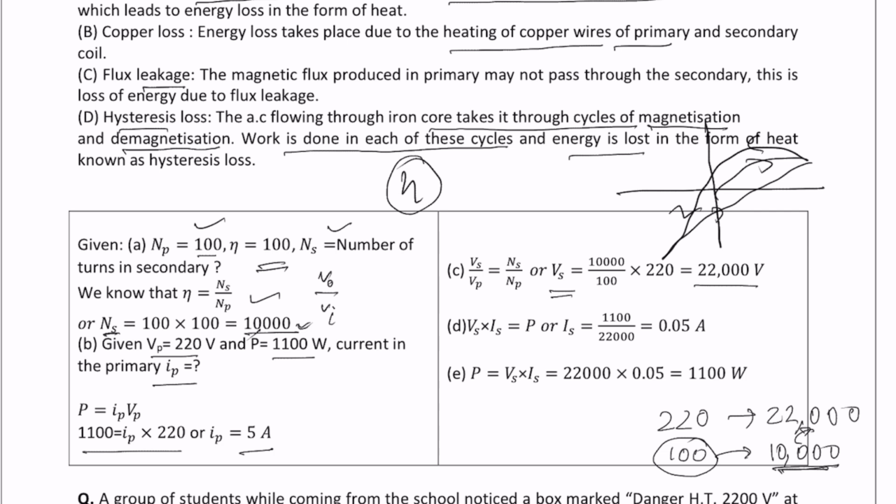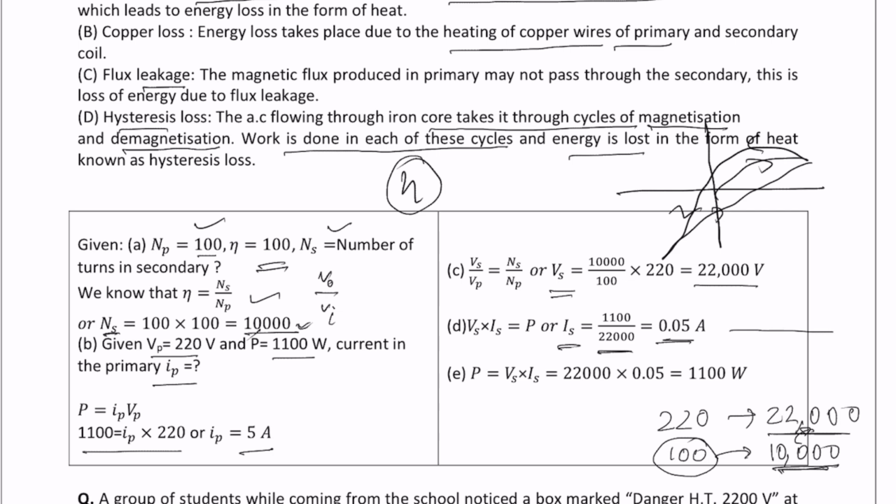Now Vs into Is is the potential difference across the load, and I into V is the power. So Is is equal to how much? 1100 watt is the given power, and 22,000 is the voltage obtained. So the current across the secondary is equal to 0.05 ampere. This is what I am saying again and again: the voltage is increased across the secondary to 22,000 volt, whereas the current is reduced to 0.05 ampere.